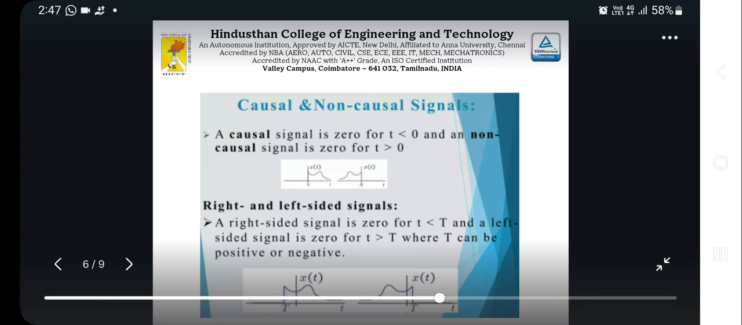Next one is right and left sided signal. A right-sided signal is 0 for t less than T and a left-sided signal is 0 for t greater than T, where T can be positive or negative.